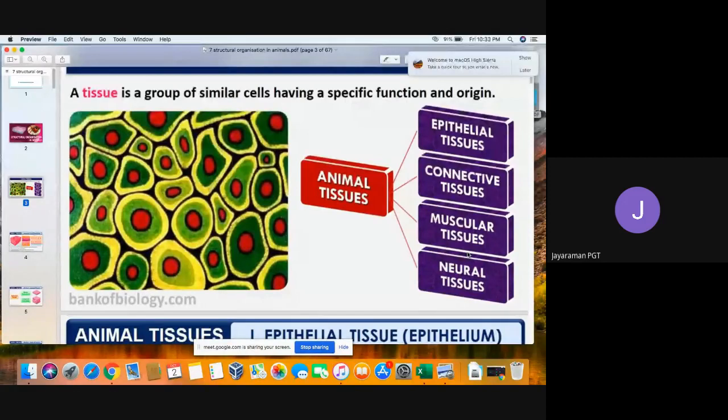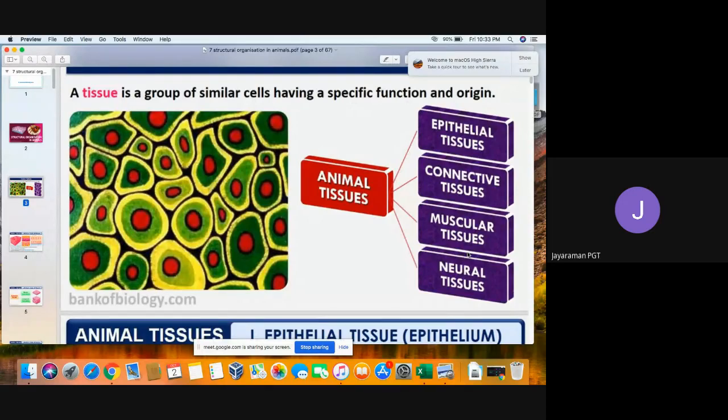Epithelial tissue means it is a covering, for example, skin or lining. Covering means only the outside covering is skin, but the internal lining is also there, no? Like the alimentary canal. If you say the mouth to anus, that lining is made up of epithelial cells. If you take the blood vessels, the lining of blood vessels is made up of epithelial cells.